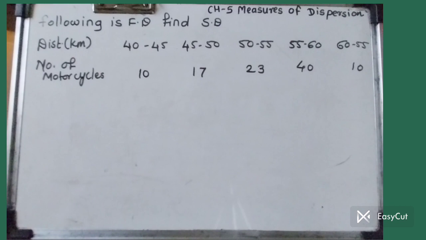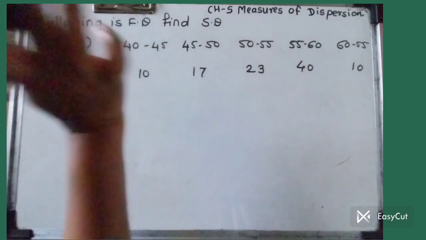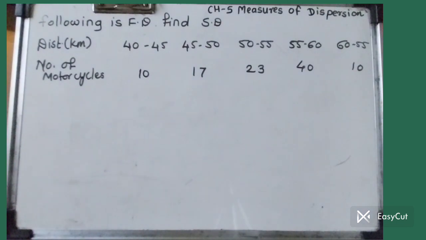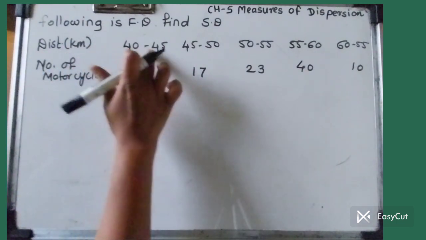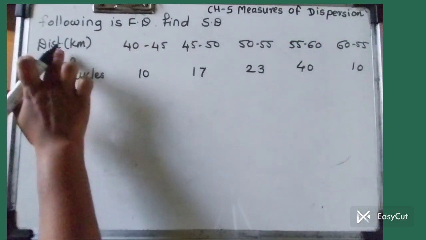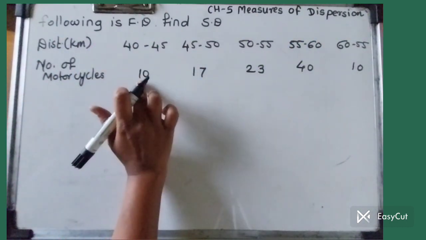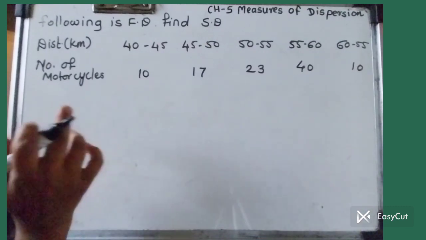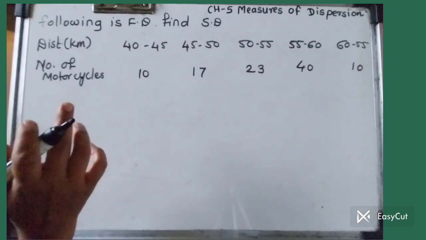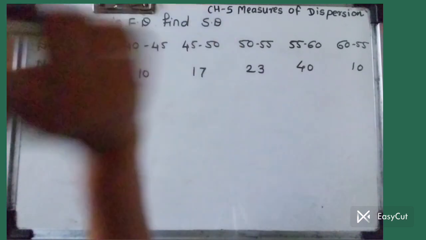Now we will see one more example for step deviation and deviation, from the exercise. The question is very descriptive. A survey conducted to determine distance traveled in kilometers per liter of petrol by a newly introduced motorcycle gives the following distribution. Then the table is given, 42, 45 up to 62, 65, distance in kilometer, number of motorcycle, frequency is given here. So what we have to find here? Standard deviation.